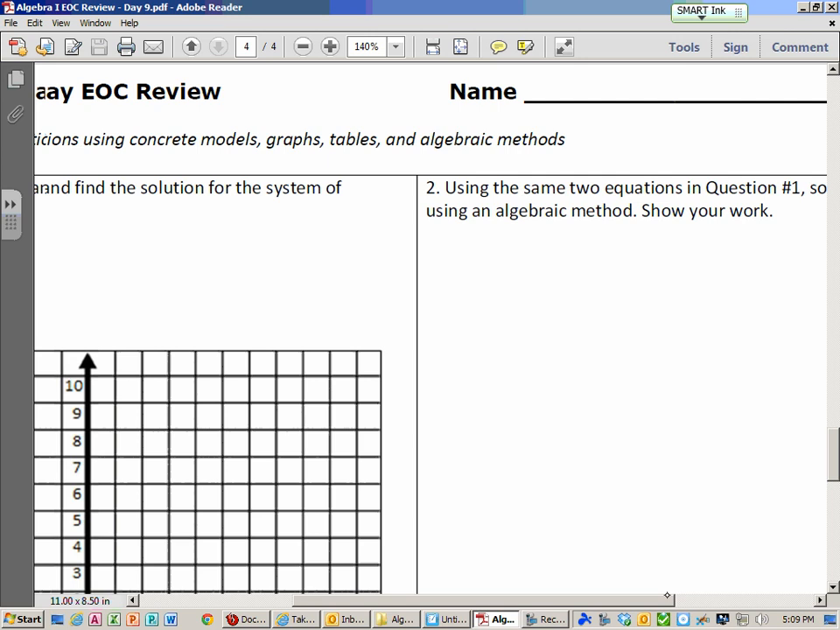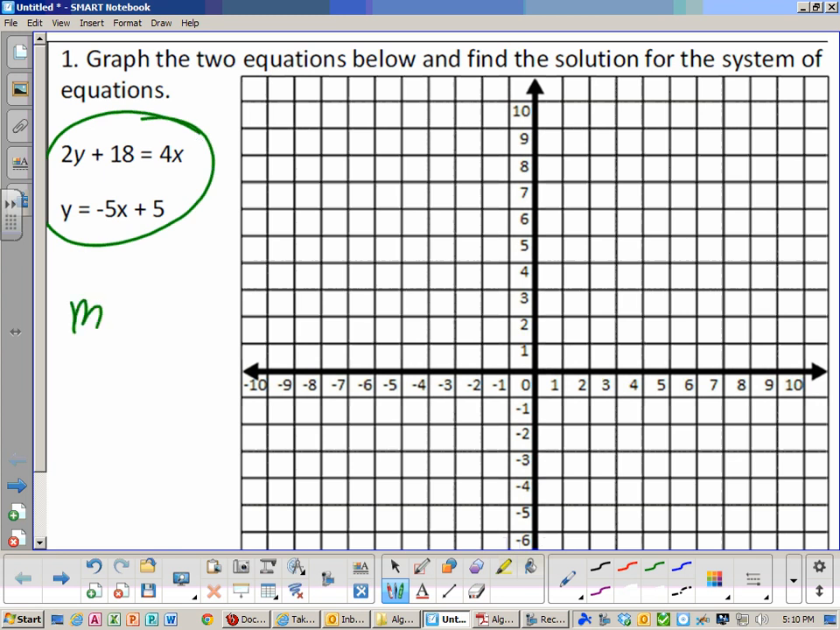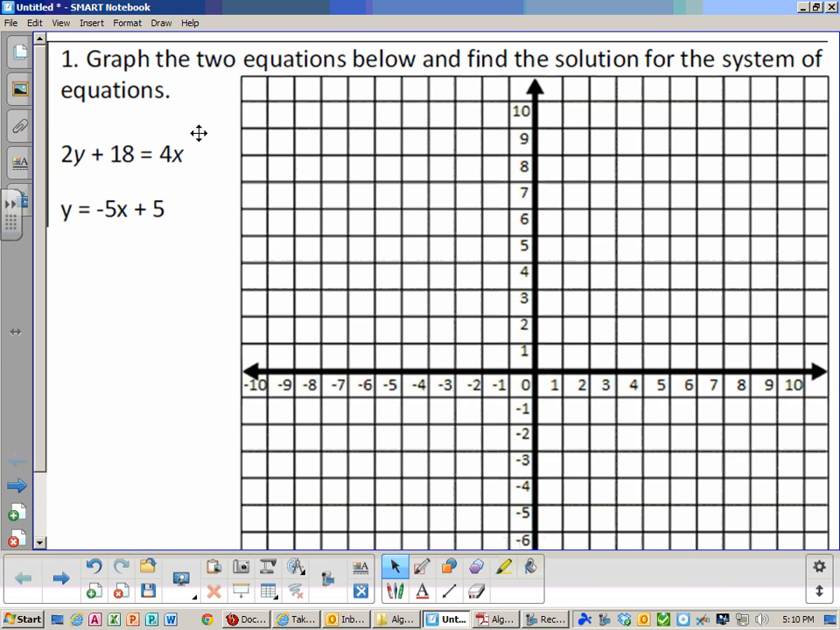All right, so let's take a look at this very first problem here. Graph the two equations below and find the solution for the system of the equations. Now, honestly, if you just had your calculator, this would be easy. You just grab these two, plug them in, right? In the menu, I think it's 3, and then it's 2. Solve system of linear equations. And it'll tell you the solution easily. But unfortunately, you do not have your calculator with you. So let's just learn how to do this by hand.